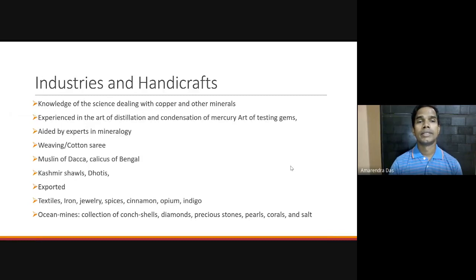And then, talking about the industries and handicrafts, there was very much knowledge of science. There was knowledge of science dealing with copper and other minerals. In fact, we know that the iron pillar in Delhi talks about India's knowledge in metallurgy. And India used to export iron to other countries. That's what is described in history. So Indians knew the mining technology, and Indians knew the metallurgy technology.